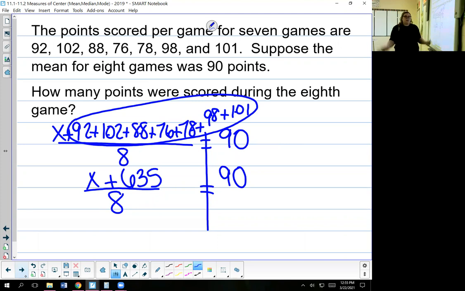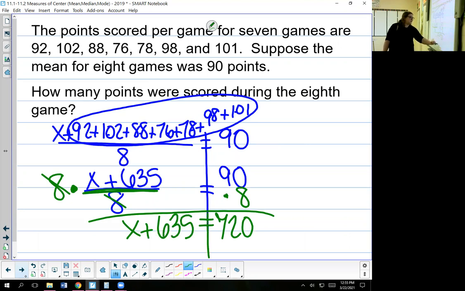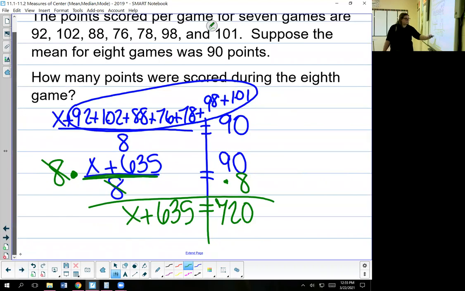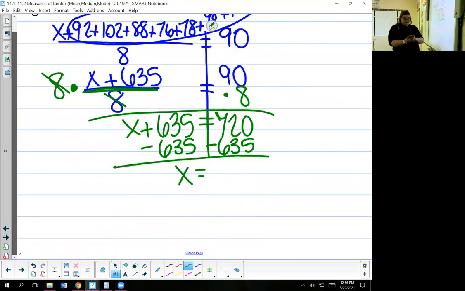So again, I'm trying to get x isolated. This says to divide by 8, so I'm going to do the inverse, multiply by 8. Goodbye. Multiply by 8. 9 times 8 is 72 with a 0. You don't even need to use a calculator there. And then I'm left with this here. Just like I did before, this is an addition equation. In order to solve it, I use the inverse by subtracting. Get the variable isolated, and we come up with 720 minus 635, which is 85 points in that 8th game.